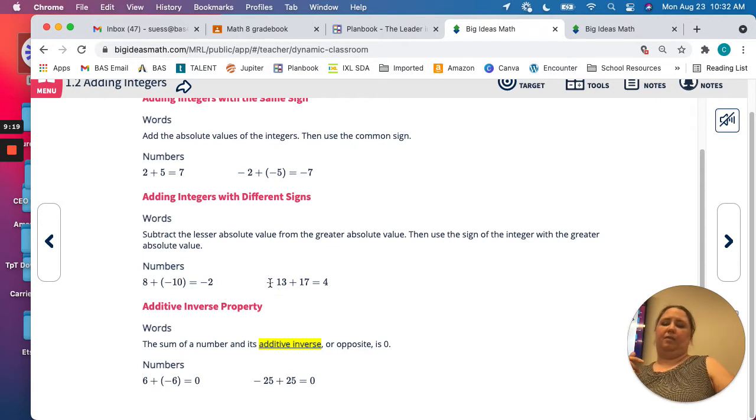Okay, what about this one? I have a negative 13 and a 17. Which is the bigger number? 17. So my answer is going to be positive. Yep. And so then you would have 17 minus 13 gives you 4.